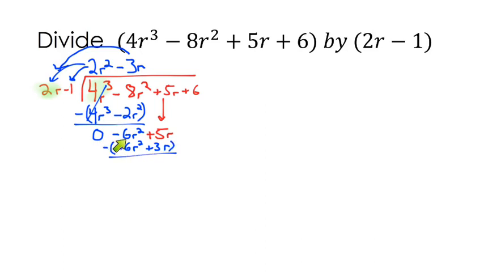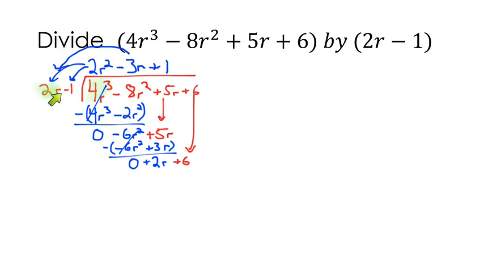So I subtract negative 6r squared minus a negative. Remember, this means addition. Subtracting a negative means addition. That's just going to become a 0. And then 5 minus 3 means we have 2 r's. I'm going to bring down our constant term, which is a 6. And we're almost there. You're saying 2r divided by 2r is 1.